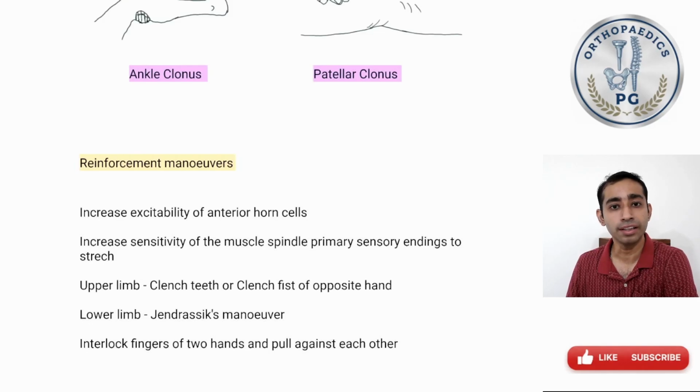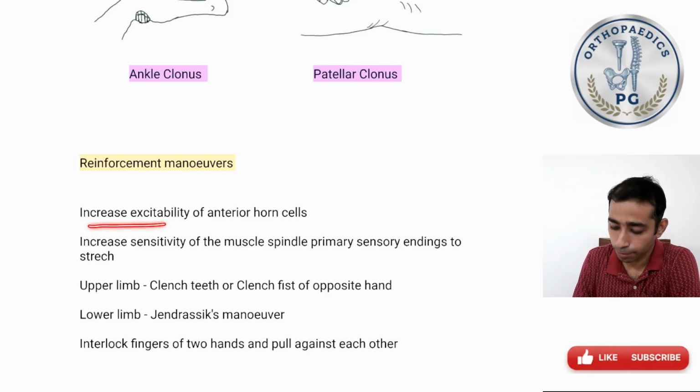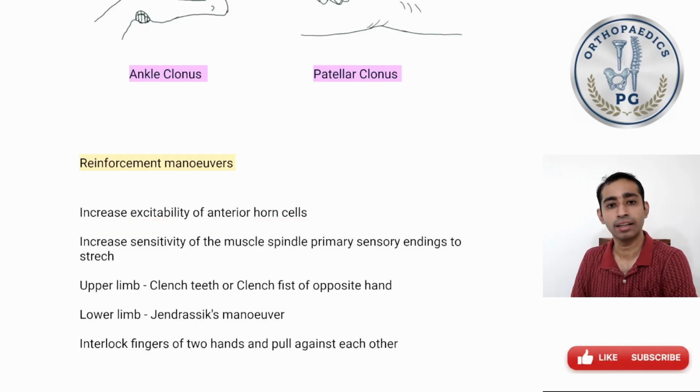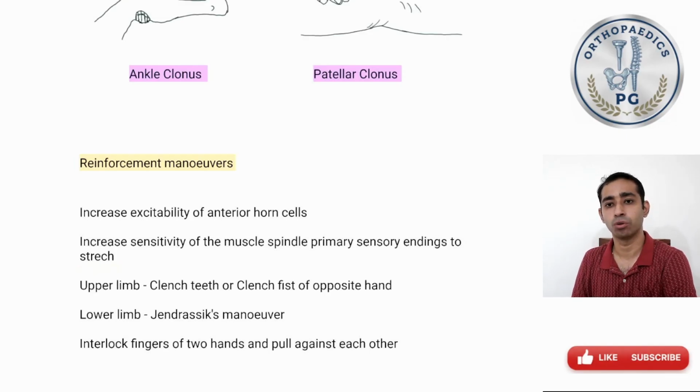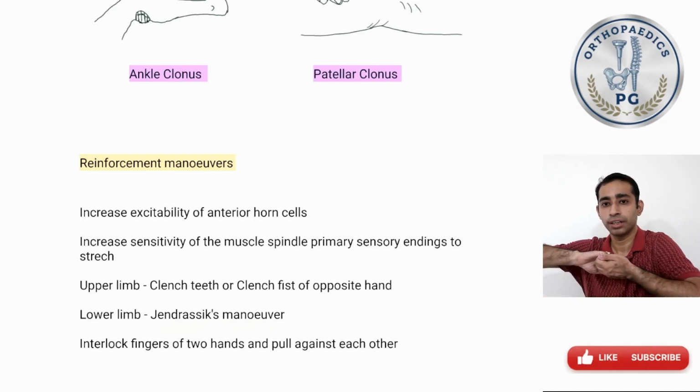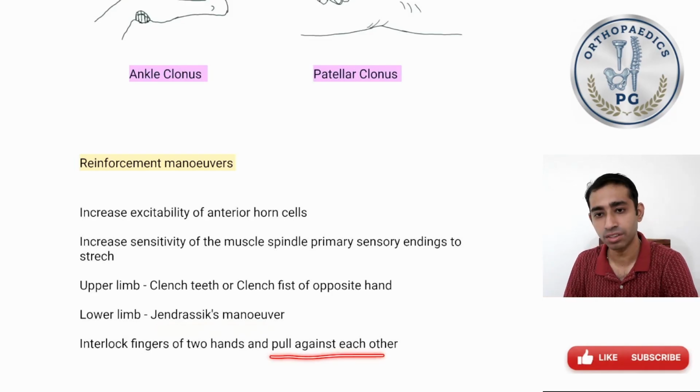Now look at the reinforcement maneuvers. Suppose we are not getting a reflex, then we have to do something known as the reinforcement maneuvers. What does this do? They increase the excitability of the anterior horn cells and increase the sensitivity of the muscle spindle primary sensory endings to stretch. So if we are not getting a reflex, we will do these maneuvers. The maneuvers in the upper limb are clenching the teeth or clenching the fist of the opposite hand. In the lower limb, it is the Jendrassik maneuver, in which the patient is asked to interlock the fingers and pull against each other.